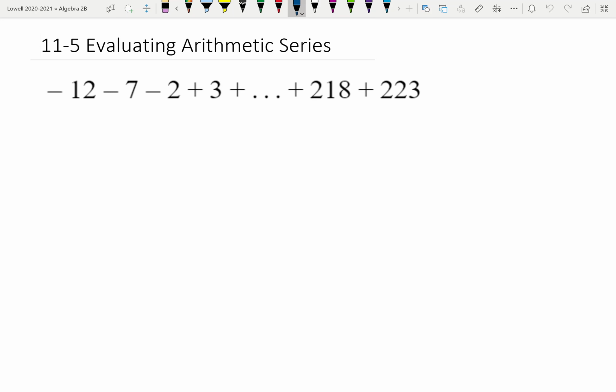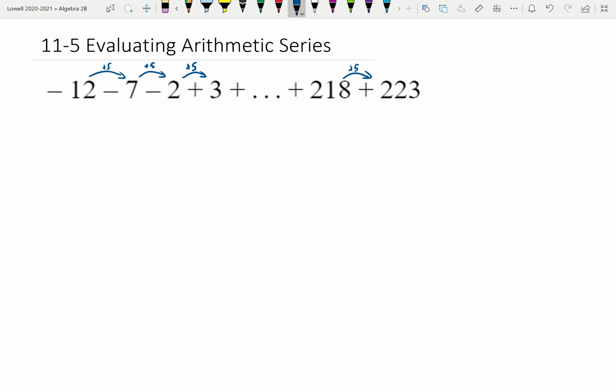Okay, so, again, let's just confirm that this actually is an arithmetic series before we do anything else. From negative 12 to negative 7, we are adding 5. From negative 7 to negative 2, that's a difference of 5 more. And then negative 2 to positive 3, that's plus 5 more. Assuming this pattern continues all the way, and that the person that wrote this problem did it correctly, this does look like an arithmetic series where its growth rate is 5.